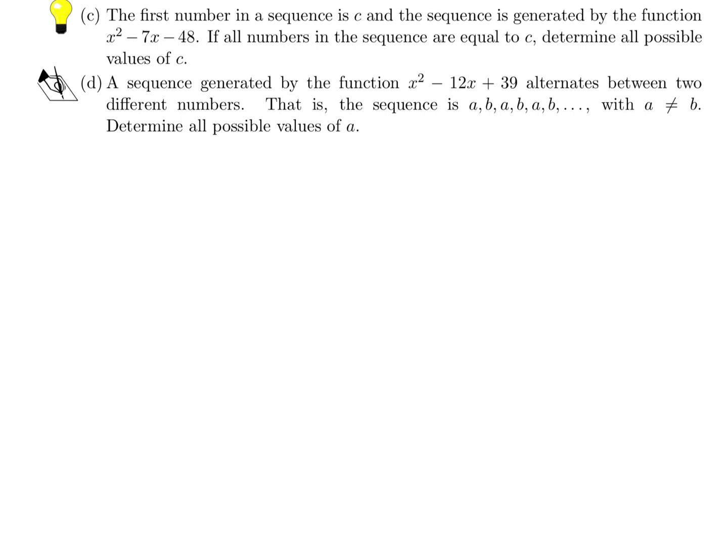The first number in a sequence is c, and the sequence is generated by the function x squared minus 7x minus 48. If all the numbers in the sequence are also equal to c, what are the possible values of c? Okay, so the first number is c, and the second number is c also, but that's obviously generated from that function, so you'd have to take that initial c and plug it in that function. So something like that.